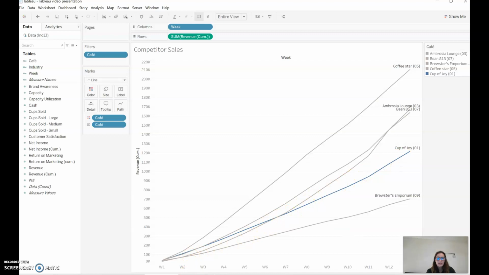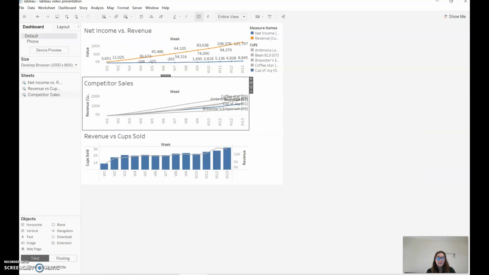And lastly, here on the dashboard, we compare all 3 graphs. As you can see here, all 3 graphs pretty much are increasing each week, which is good. So net income versus revenue increases, competitor sales increases, and revenue versus cups sold is the only one that decreases a little bit, but on the smaller version of the graph, you can see it's pretty much increasing.